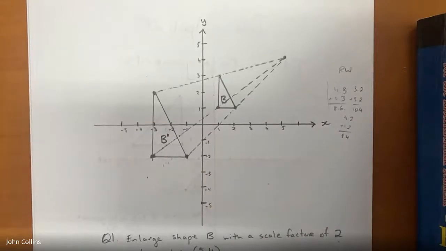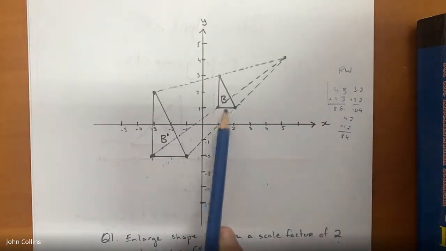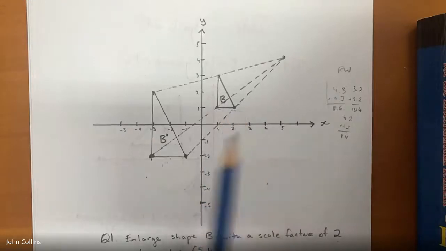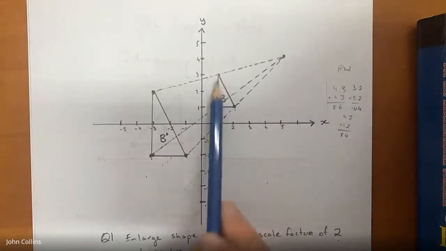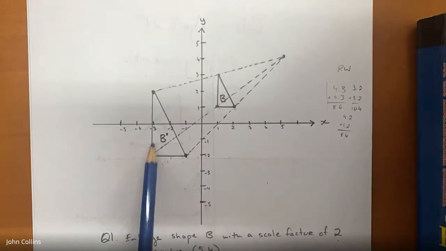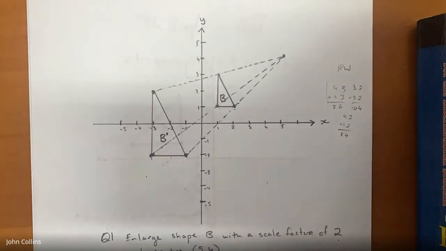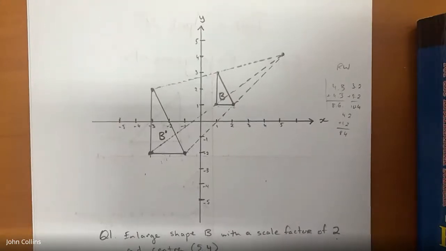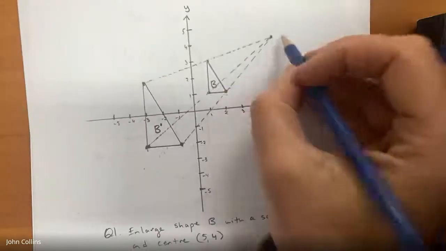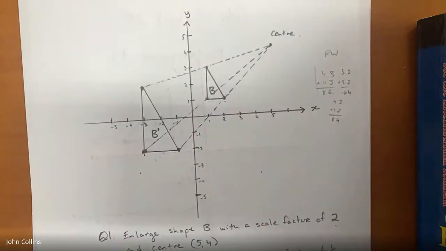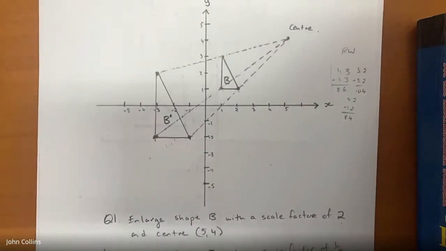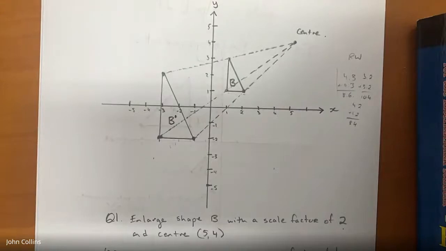That is its image. Let's look. On my one, this is 1 box across. On my image, this is 2 boxes across. Twice as big. In this one, it's 2 boxes up. This one is 1, 2, 3, 4 up. We can see that it's twice as big. How did we do it? We just doubled the distance from the center. So here is our center. All right. So that's the first one done.